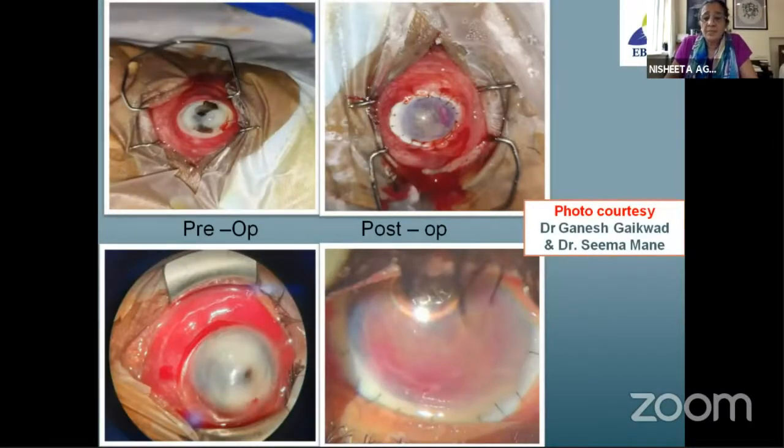So Dr. Ganesh Gaikwad and Seema Mane have shared some of their slides with us on how they were able to use this tissue for at least restoring the eyeball structure. We did inform them that they need to do some microbiology on the corneal rim, just so that we were also sure that there was no infection being transferred. Of the rims that were subjected to microbiology, we just got one positive from Dr. Seema Mane. Next slide.